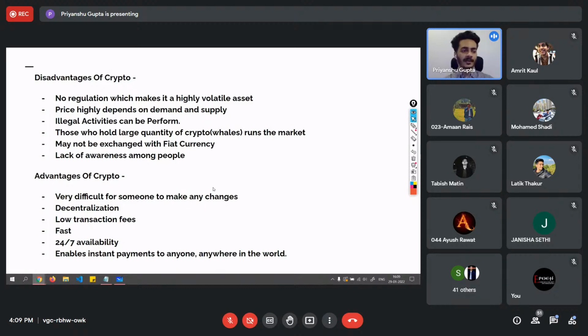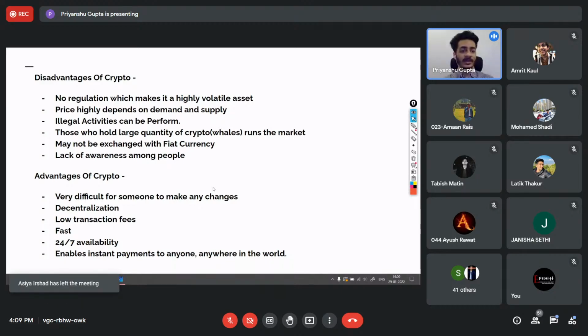They're just putting money there without even knowing how it is actually working. And there are a lot of advantages of crypto as well. Like it is very difficult for someone to make any changes to that transaction ledger, and it is decentralized, so people have more power. Low transaction fee, like if you want to transfer money from one country to another, banks usually charge a lot of money, right?